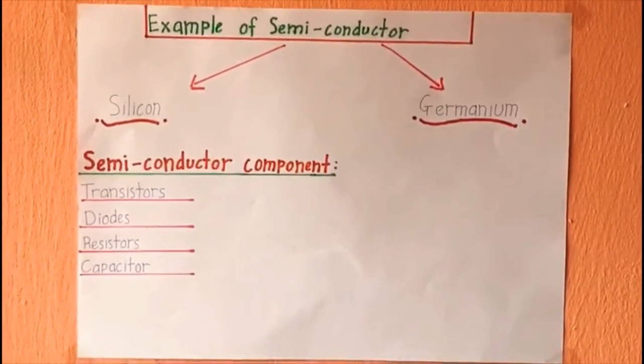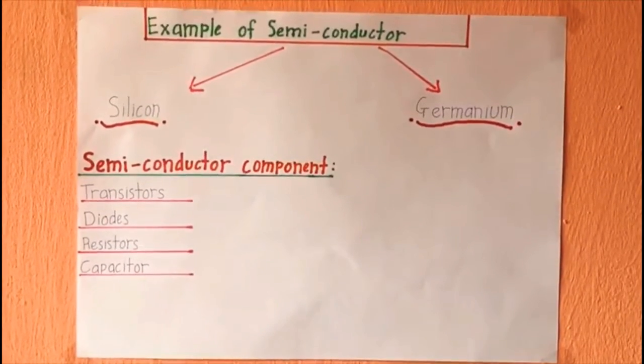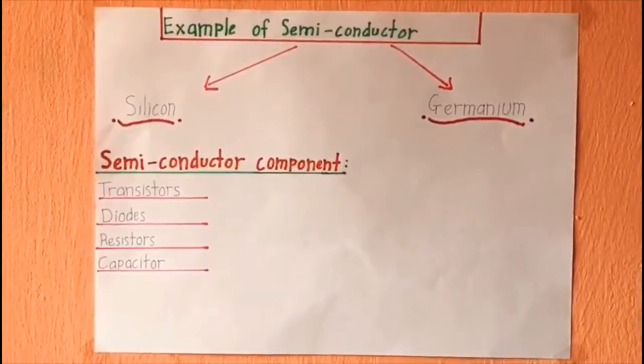Examples of semiconductors are silicon and germanium. There are 4 semiconductor components: transistor, diode, resistor, and capacitor.